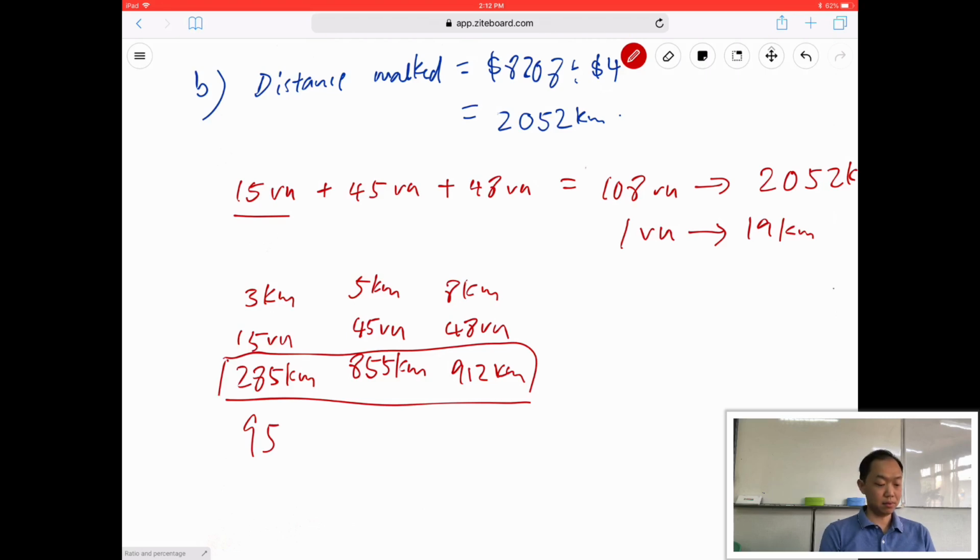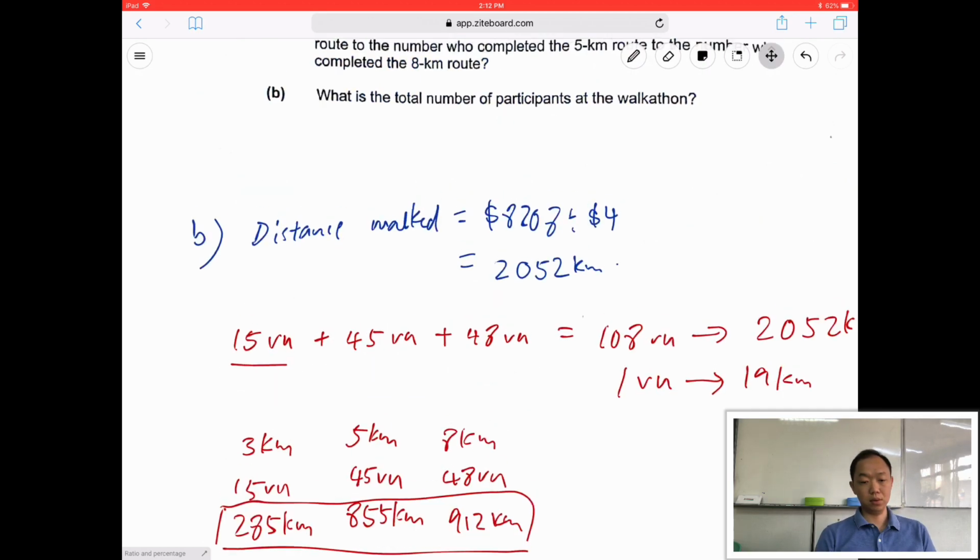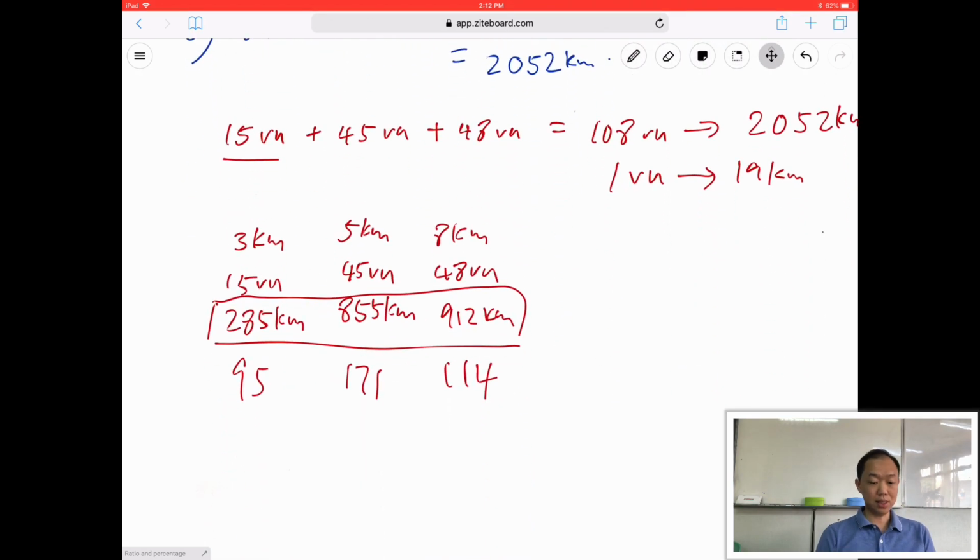This 855 divided by 5, 171 folks here, and 912 divided by 8, 114 people. So total number of participants, add them together: 95 plus 171 plus 114, 380.